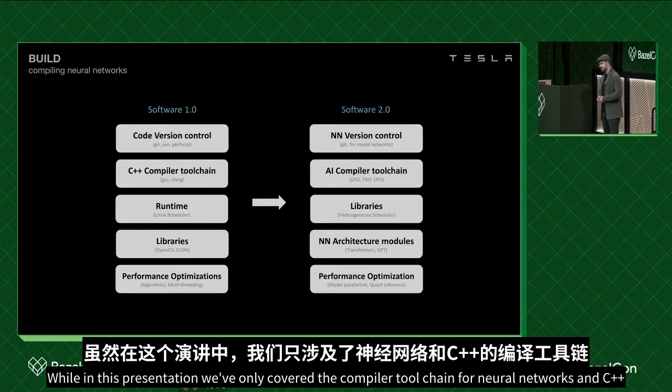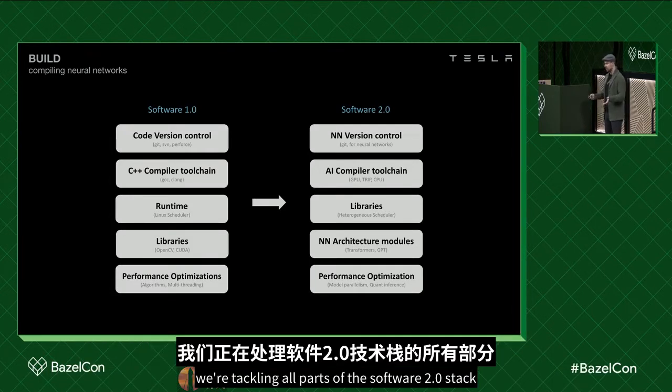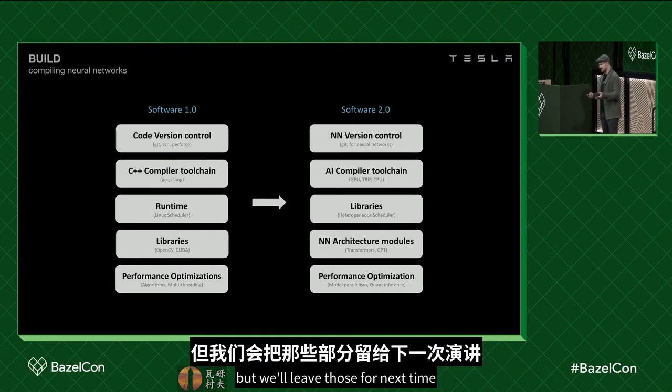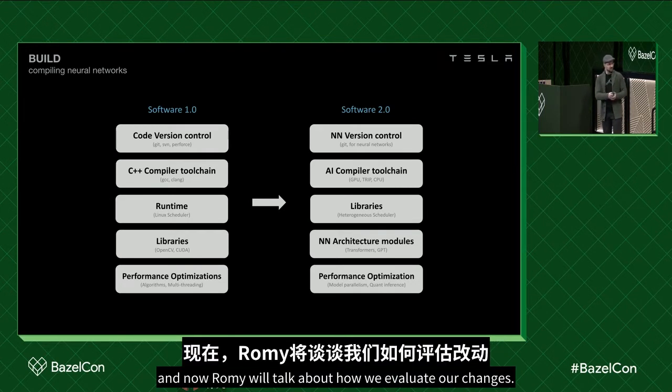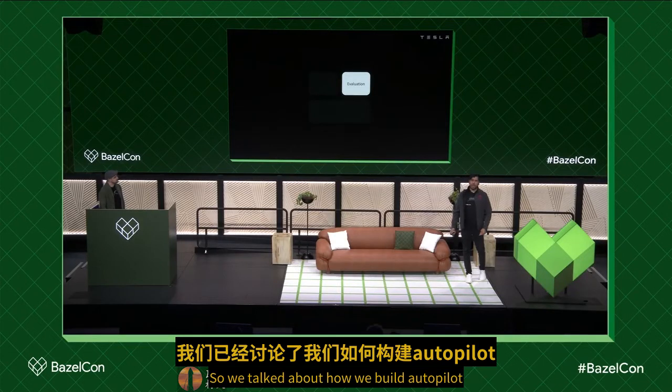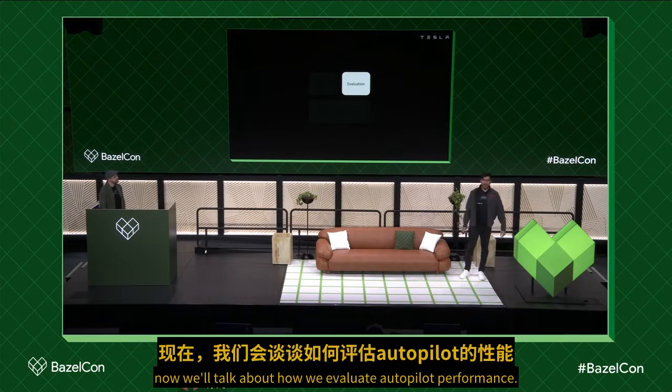While in this presentation, we've only covered the compiler toolchain for neural networks and C++, we're tackling all parts of the software 2.0 stack. But we'll leave those for next time. And now Romi will talk about how we evaluate our changes. So we talked about how we build autopilot. Now we'll talk about how we evaluate autopilot performance.